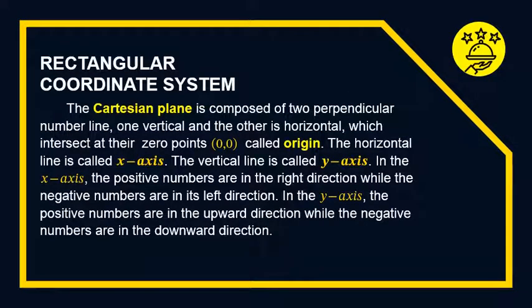Rectangular coordinate system. The rectangular coordinate system, or Cartesian plane, is composed of two perpendicular lines, one vertical and the other horizontal, which intersect at the point (0, 0) called the origin. The horizontal line is called the x-axis. The vertical line is called the y-axis. In the x-axis, the positive numbers are in the right direction, while the negative numbers are in the left direction. In the y-axis, the positive numbers are in the upward direction, while the negative numbers are in the downward direction.